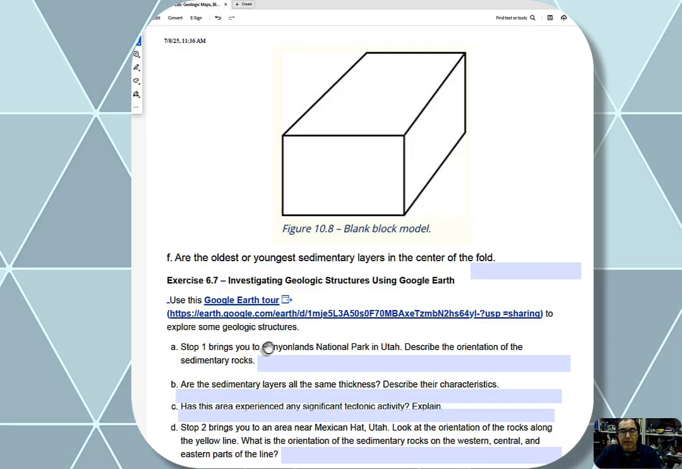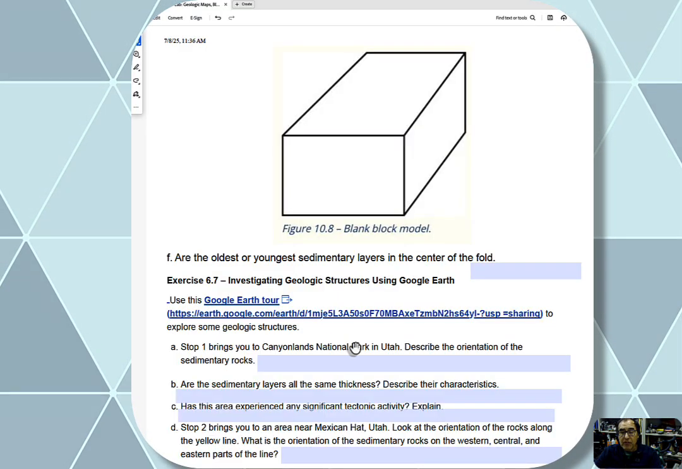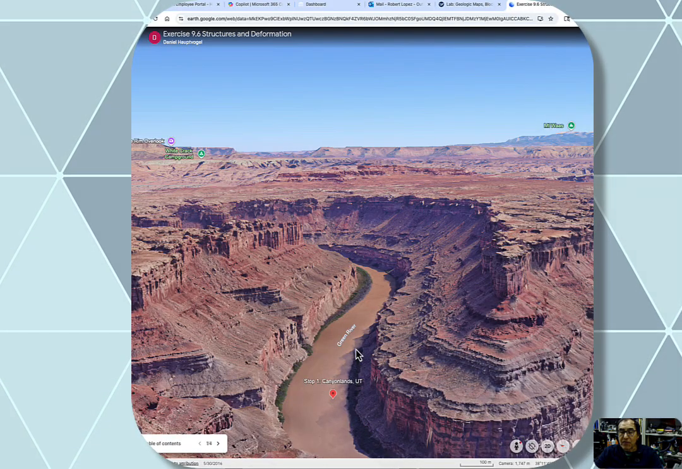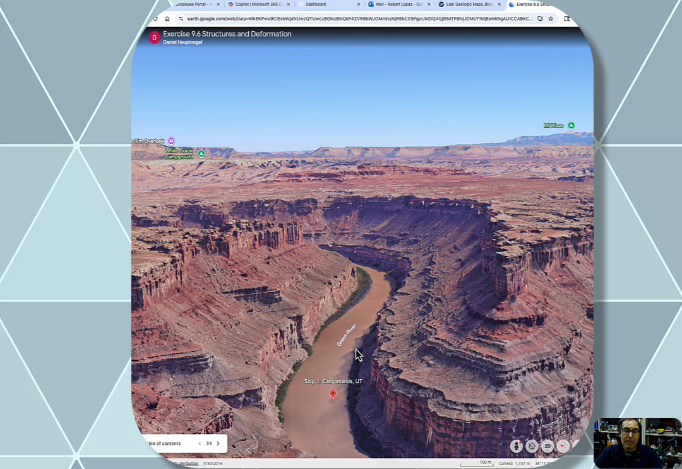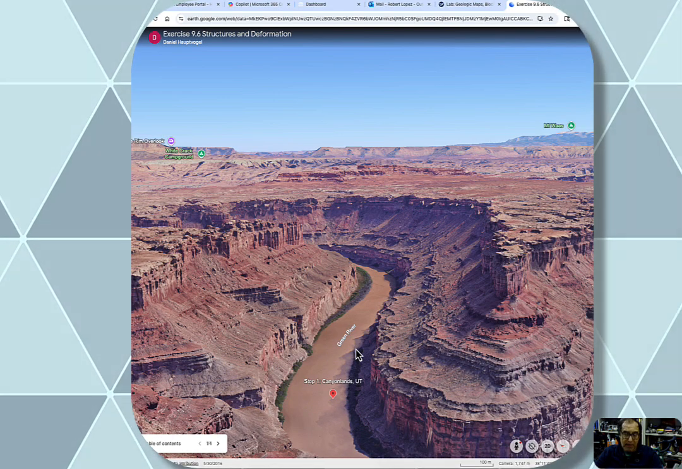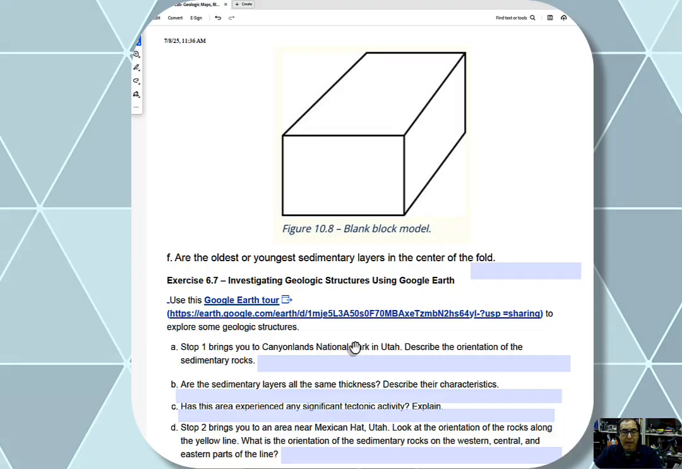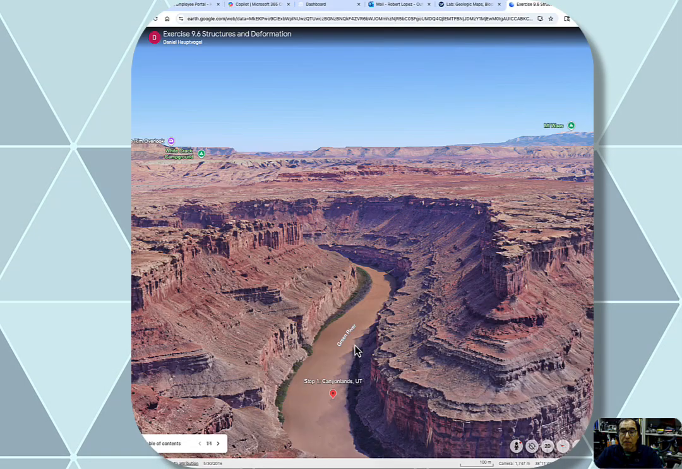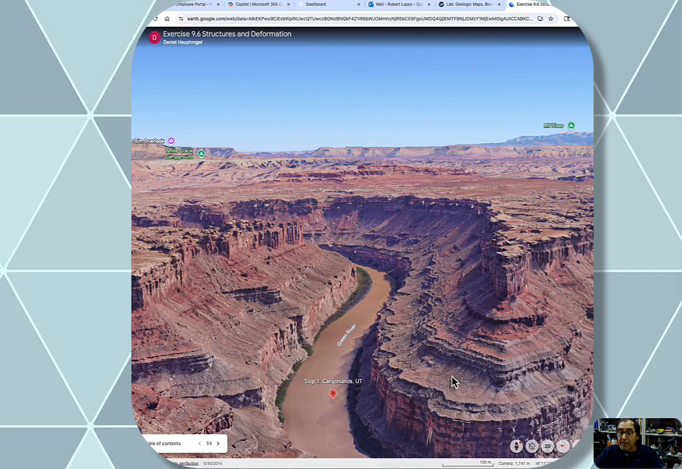So stop one brings you to Canyon National Park. Describe the orientation of the strata, right? So here we can see the rock layers of strata. Are they dipping steeply, dipping gently, or are they horizontal? I'll let you answer that question. And then are the strata the same thickness, right? So are they the same thickness?